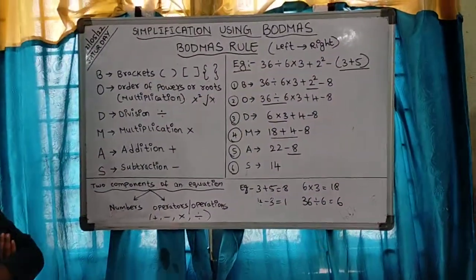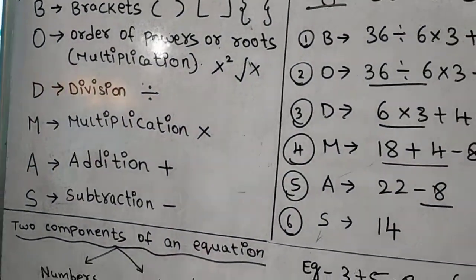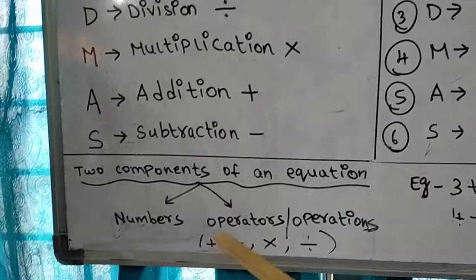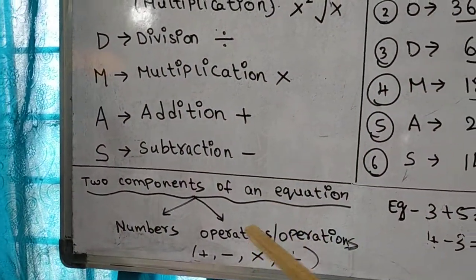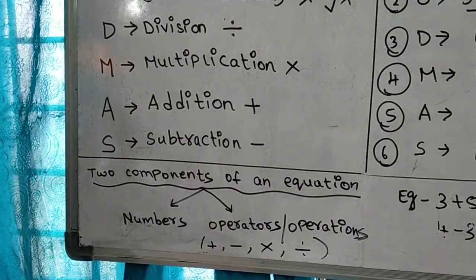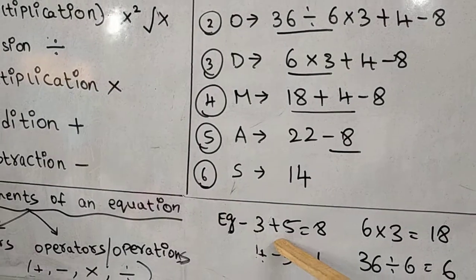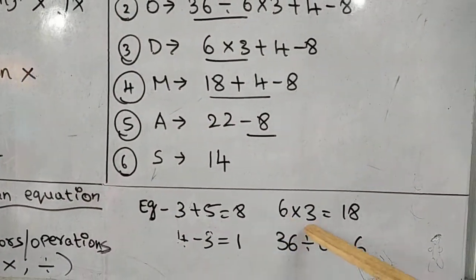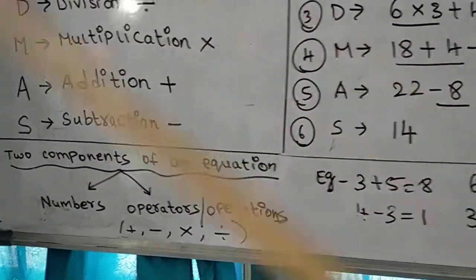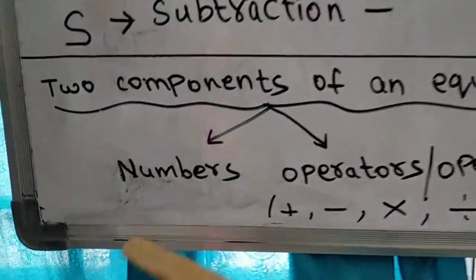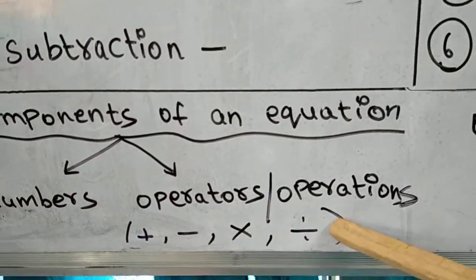So let's see now what is Bodmas rule. But before moving ahead, let me explain what is an expression and what is an equation. There are two components of an expression. See, this is an expression: 3 plus 5. This is an expression. 6 into 3, this is also an expression. So this expression has two components. One is numbers and the other one is operators or operations.